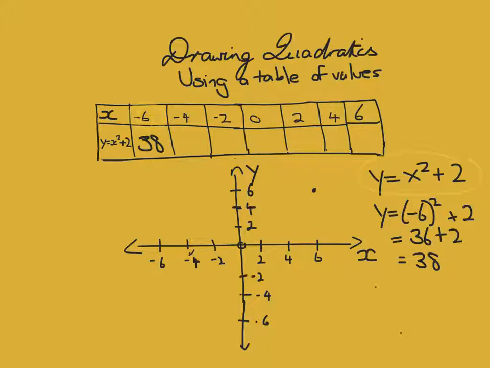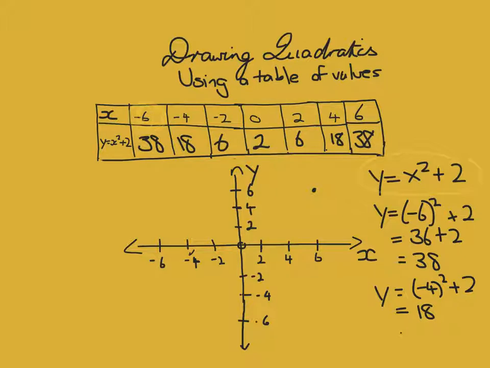Then I'm going to do the same thing again, but for -4. So (-4) squared plus 2. Again, pop that in your calculator and you'll get 18. And then we keep on doing the same thing. So I'm not going to write them all out here, but you can probably work it out. (-2) squared plus 2 is going to be 6. And then I'm going to get 2, and then I'm going to get 6, 18, and 38.